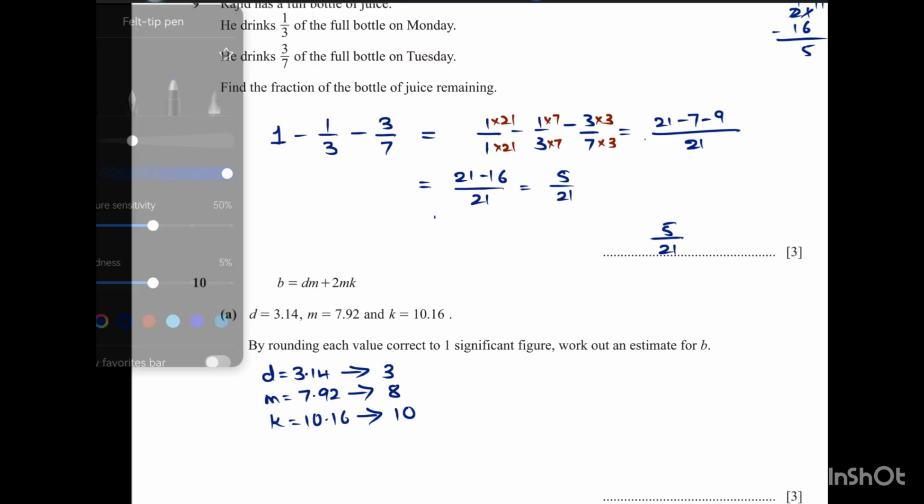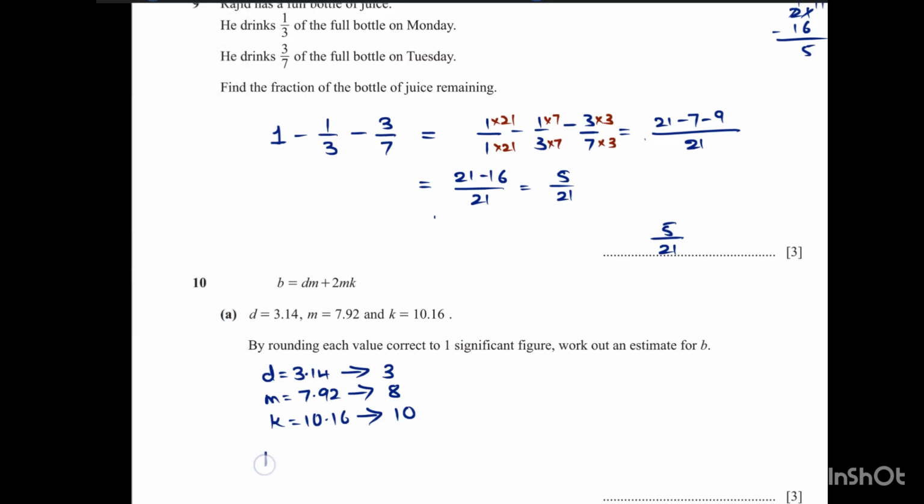Now find out the estimate for B. So B is given as dm plus 2mk. So dm is 3 into 8 plus 2 into 8 into 10. 3 into 8 is 24. 2 into 8 into 10 will be 160. So 24 plus 160 is 184. So the estimate for B will be 184.